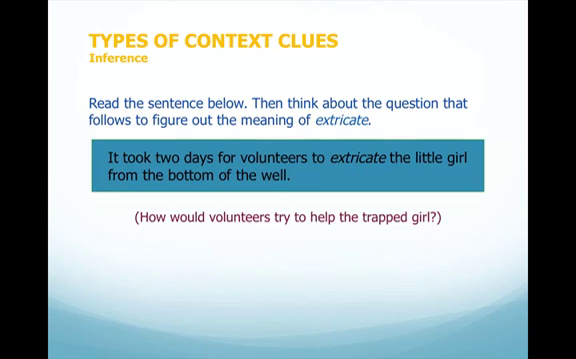Now let's try one more. Have a look at this sentence and try to form a mental image of what is being talked about here. It took 2 days for volunteers to extricate the little girl from the bottom of the well. Now, what does extricate mean?